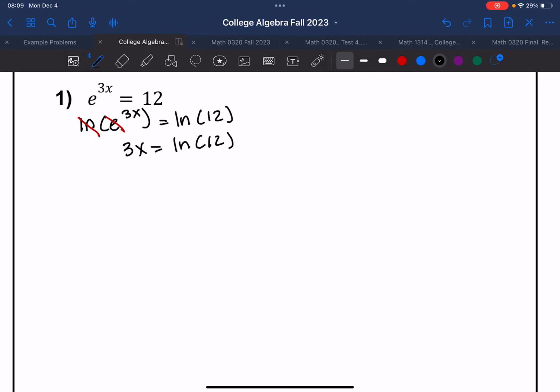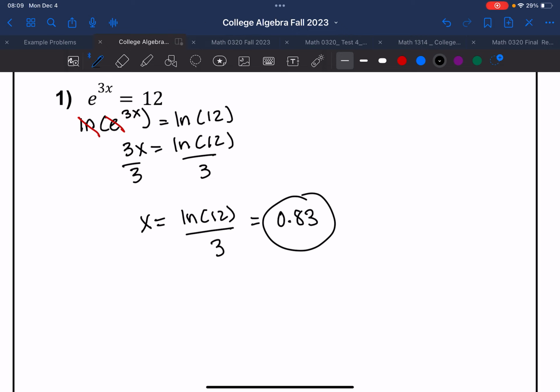And then in order to solve for x, we're going to divide both sides by 3. So we get x is equal to the natural log of 12 over 3. And you can actually type that into your calculator. So I would type natural log of 12 in parentheses divided by 3, and you should get 0.83 as your answer. Either is acceptable. You can either leave it in terms of natural log or give me the decimal answer. Okay, so let's look at number 2.